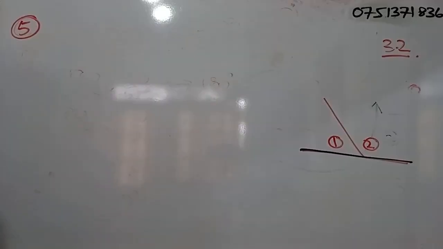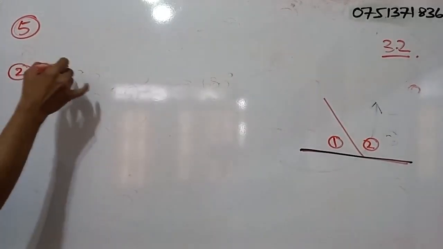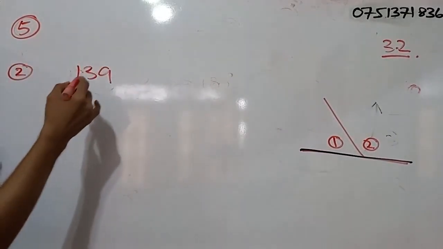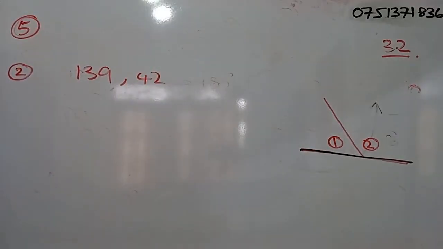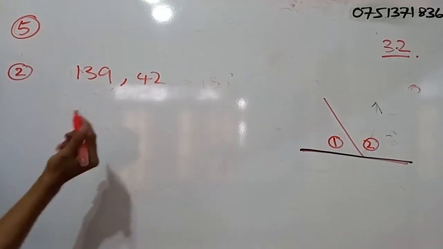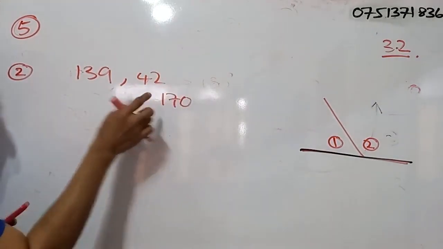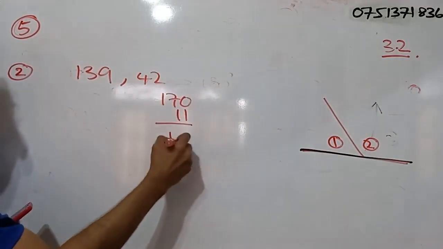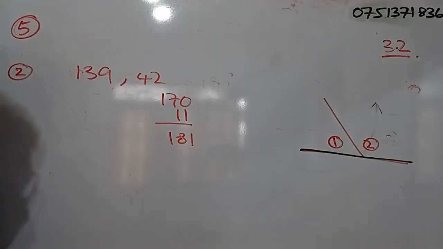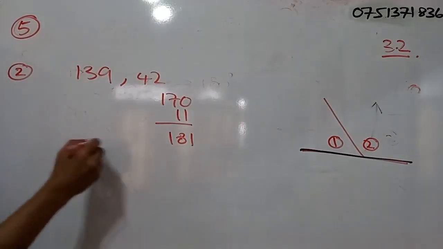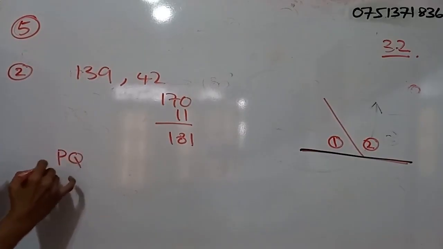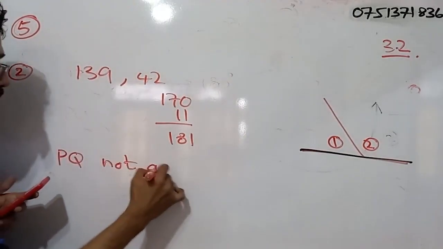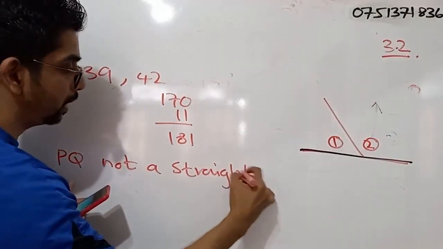Part 2. What are the magnitudes? One angle is 139 and the other one is 42. Right? So 130 plus 40, that is 170. 170, if we add 11 to that, this becomes 181. So the straight line PQ in the second diagram, it is not a straight line.